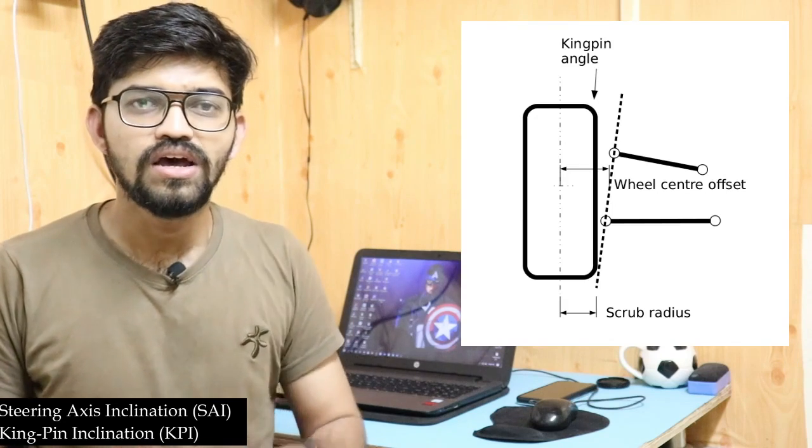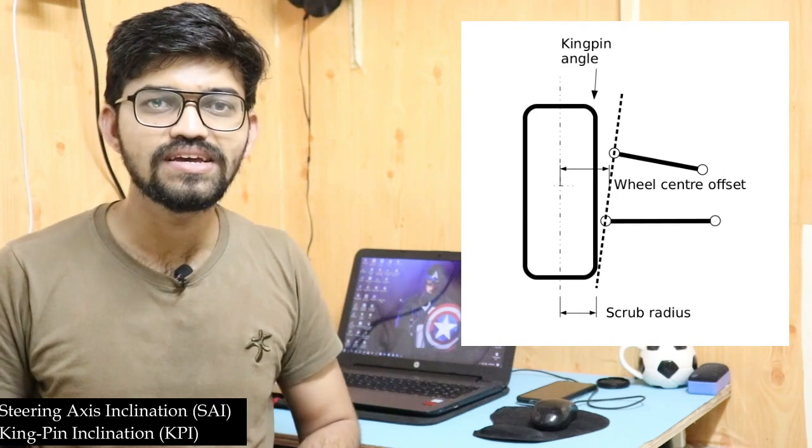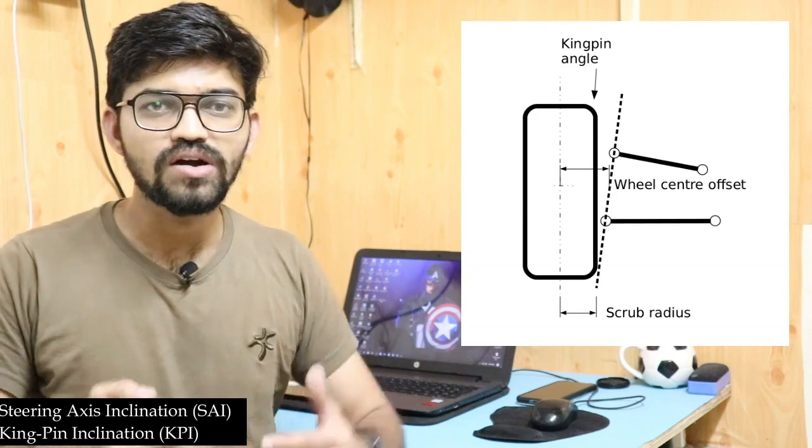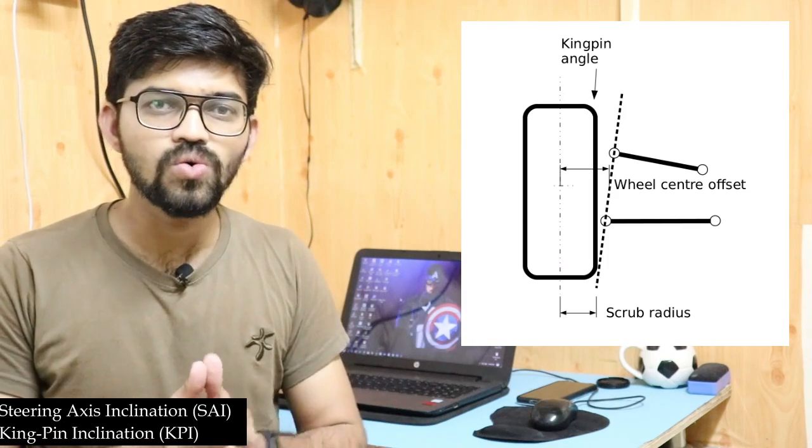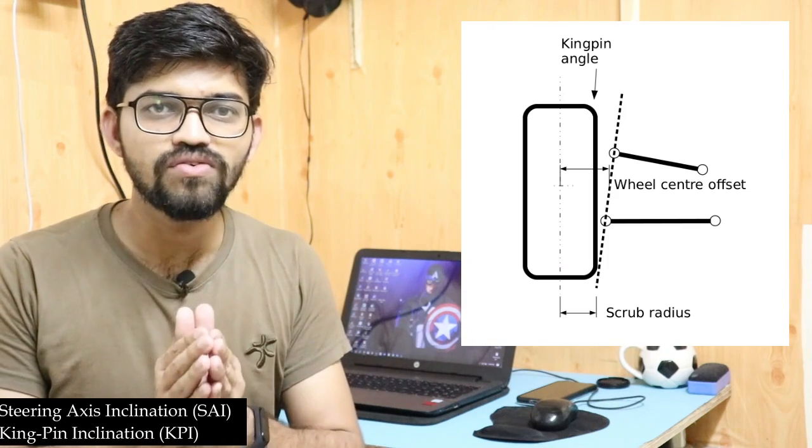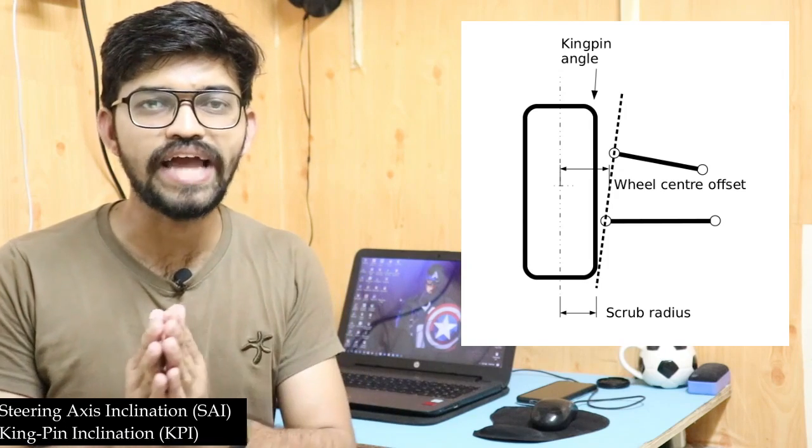Now let's talk about the steering axis inclination and kingpin inclination. Now guys, we all know about the steering axis. While taking a turn, the wheel rotates about a certain axis, and that particular axis is called the steering axis. Now this axis is completely vertical. So let's imagine the front view of that steering axis.